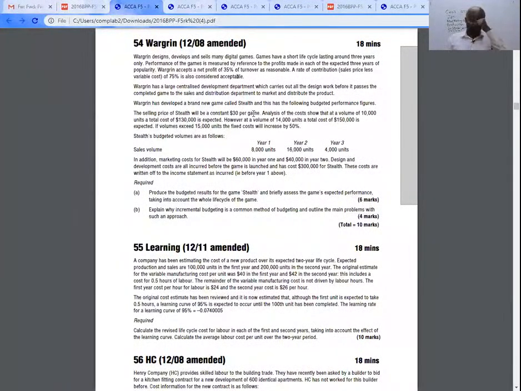I'm repeating again. Whenever you see the examiner telling you that at this particular quantity, total cost is this much, and at another quantity, total cost is that much, it's giving you two points, which will enable you to come up with a straight line cost function that has fixed versus variable components. Very easy. So this is what I will do.